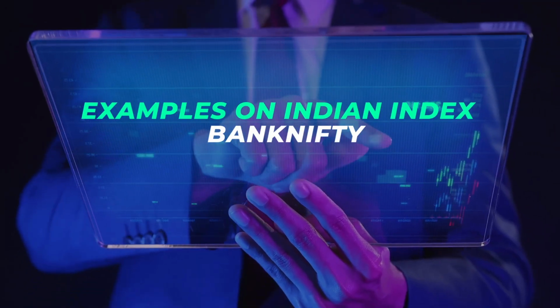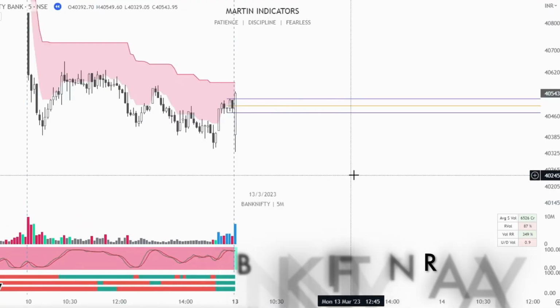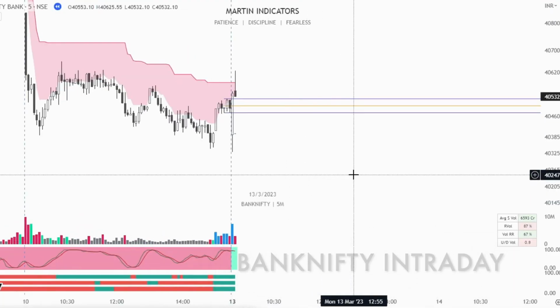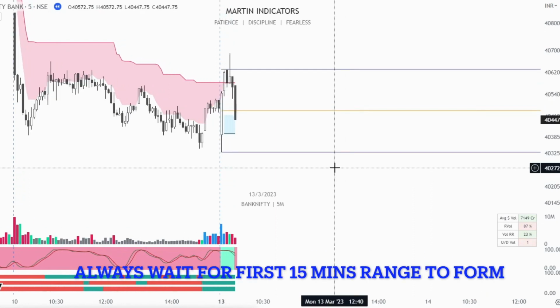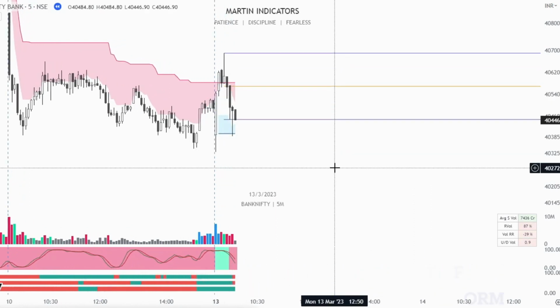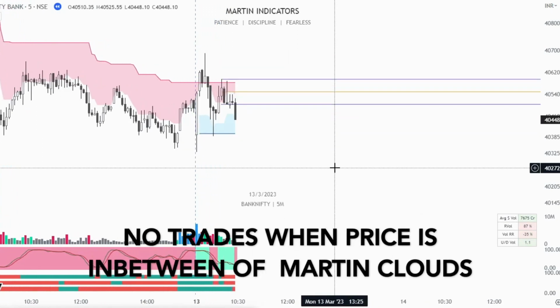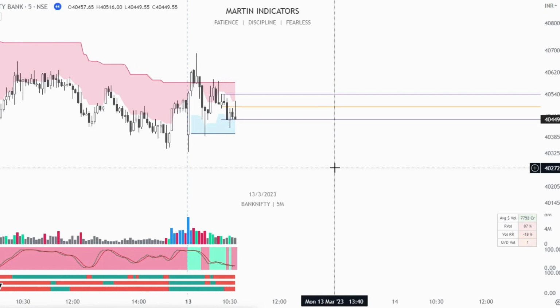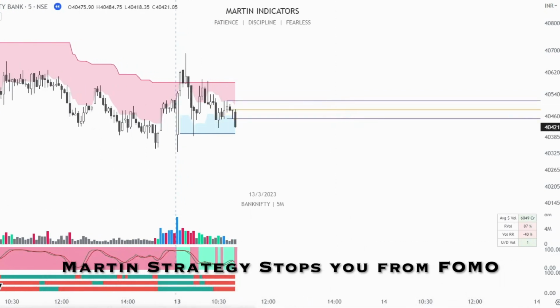Okay, now let's see how this strategy works on Indian index, Bank Nifty. We are watching the Bank Nifty index chart on 5 minutes time frame. Wait for first range to form to take any trade decision. As the rule, no trades when price is in between the Martin clouds. Martin strategy helps us to keep calm and stops us from taking irrational, undecided trades in middle of nowhere.